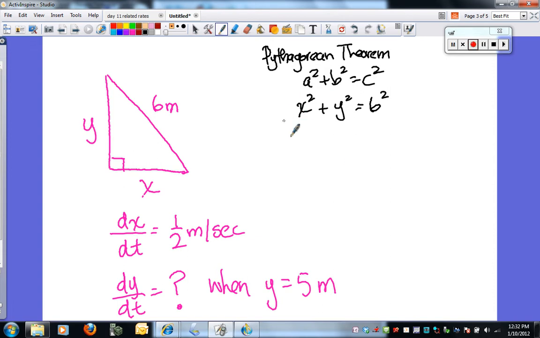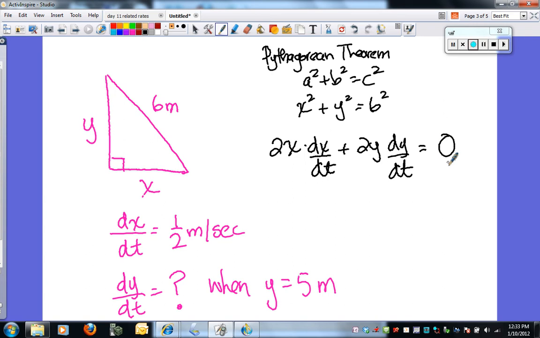So what's the derivative of this with respect to t? It's going to be 2x, don't forget our implicit differentiation, dx/dt, plus 2y dy/dt, again, implicit. We're taking the derivative with respect to t. Since this isn't a t and this isn't a t, we have to use implicit. And 6 squared is 36. The derivative of 36, well, we know the derivative of a constant is 0. So now we have our equation.